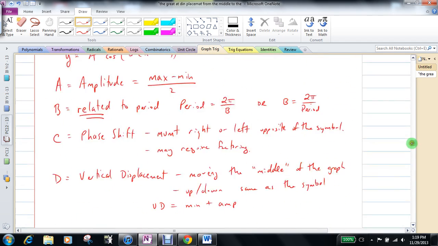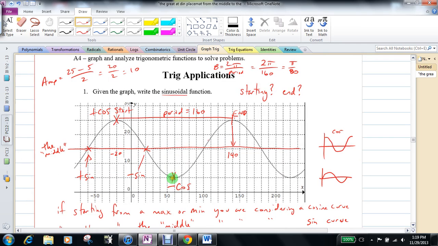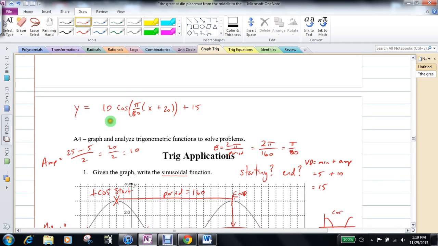Now we could also consider the formula. The vertical displacement equals the minimum plus the amplitude. Well, my minimum was 5, plus my amplitude, which we had said earlier was 10. And 5 plus 10 is 15. So there's the equation for the cos curve for this function.